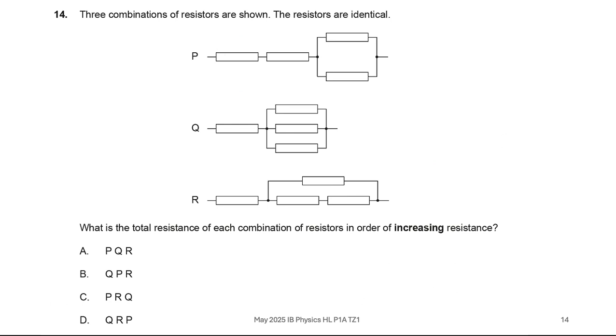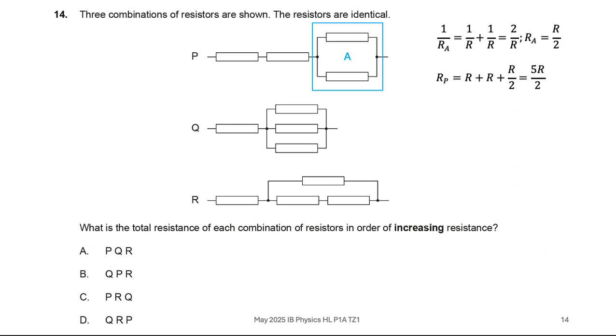So let's start with the top one, P. Now you'll notice here P is made up of two series resistors, R and R. And then we have this bit here. Now this is a parallel combination, and you should know that if you are combining things in parallel, that if we name this section A, the resistance of A is 1 over R plus 1 over R, which is 2 over R. We're then going to flip those, and we're going to get R over 2. So our total resistance of P is going to be R plus R plus R over 2, the resistance of A. We're going to get 5R over 2.